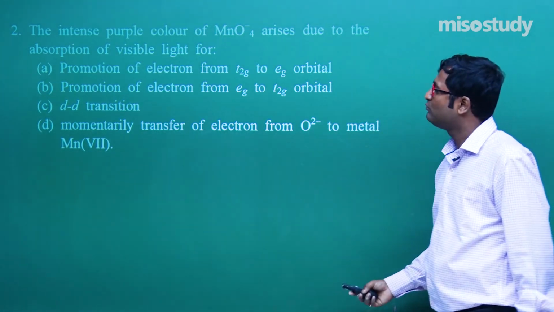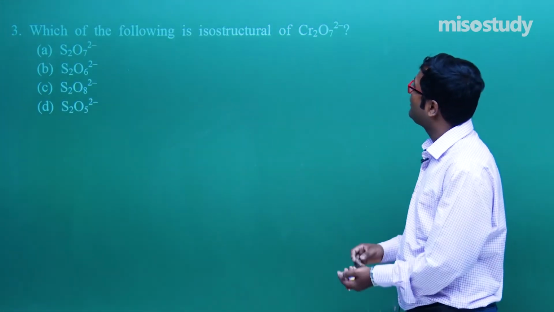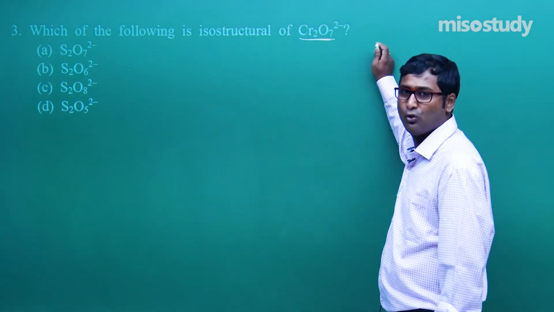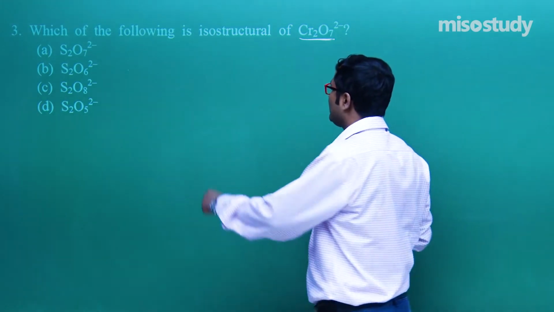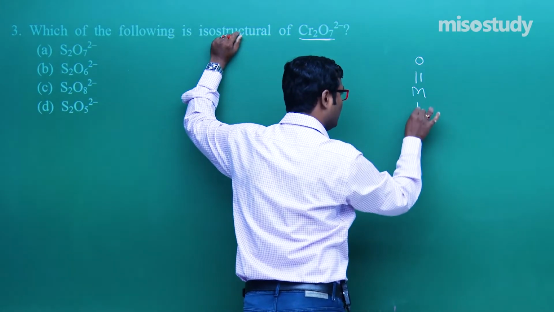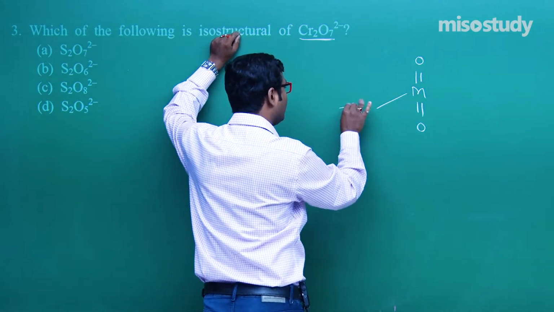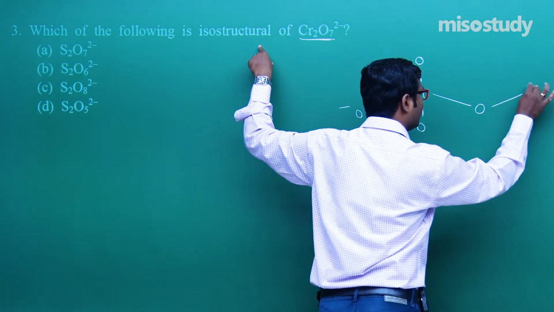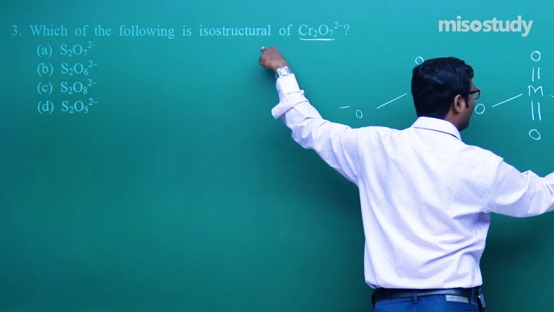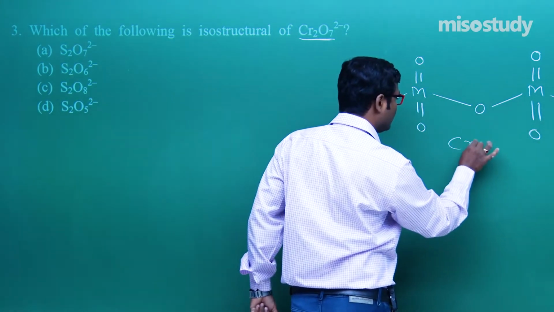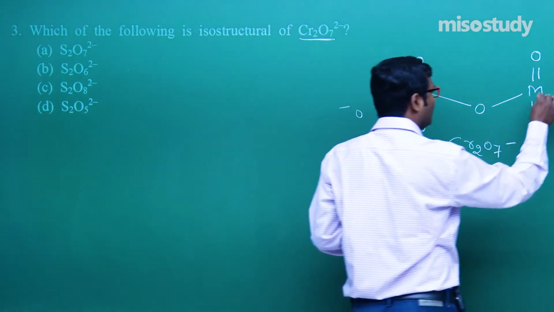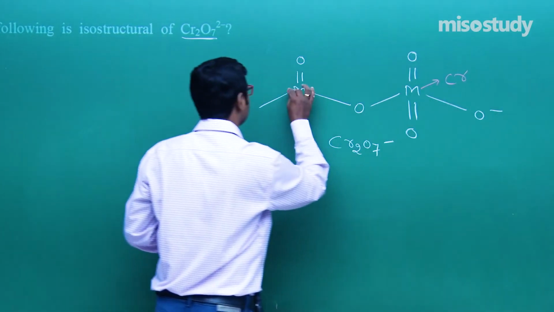Now let's move to the next question. Which of the following is isostructural with Cr2O7? First of all, check it out. The first option, as I told about, that is the structure of Cr2O7, that is O minus, then Cr, double bond O, then O minus. This is the structure of Cr2O7. Clear? Put Cr here, put also Cr here.